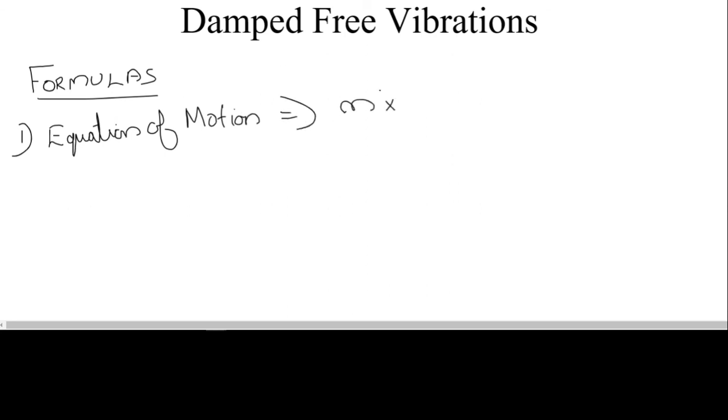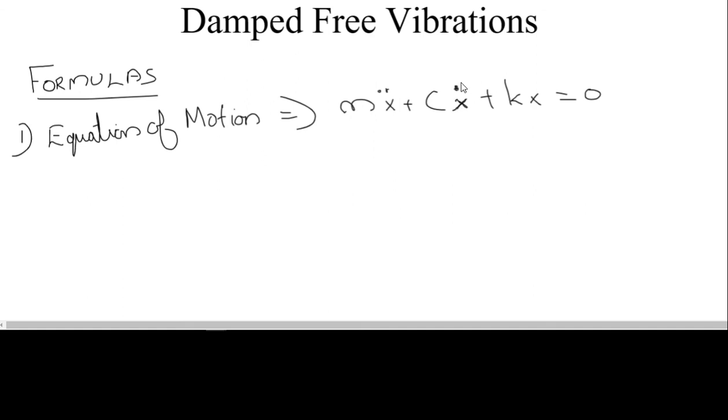Formulas for damped free vibrations. First one is the equation of motion. The equation of motion for damped free vibration is mx double dot plus cx dot plus kx is equal to 0. If C is absent, then it becomes undamped vibration. If C is there, that is damped vibration.